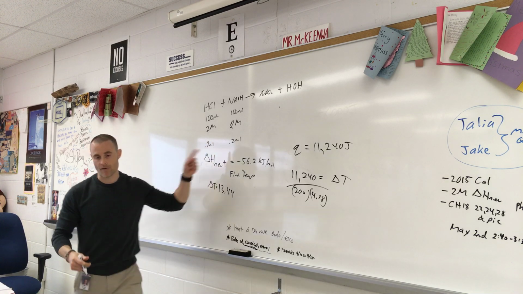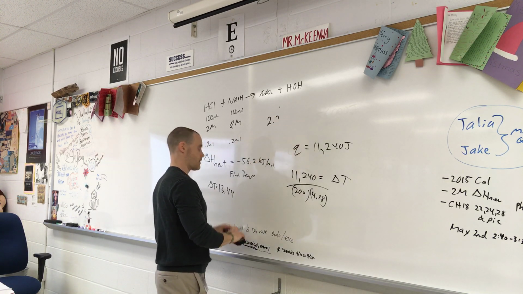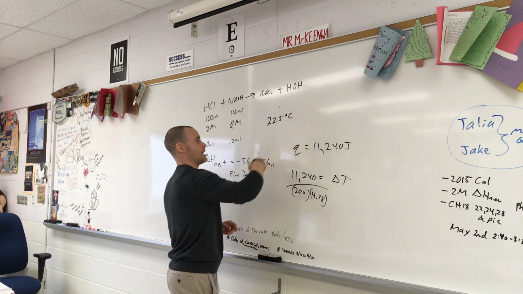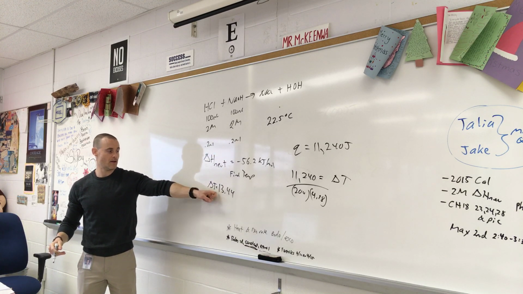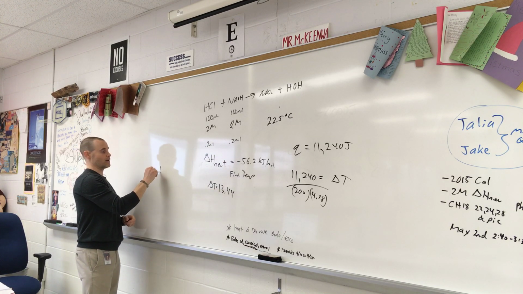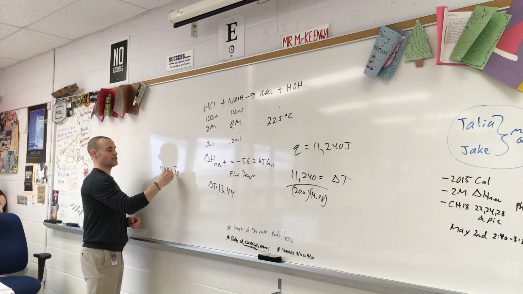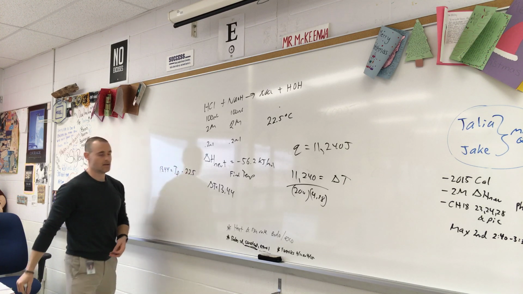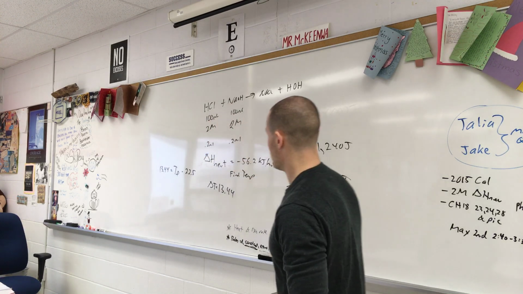The initial temp, I forgot to write it, was 22.5. Sorry. 22.5 degrees, that's my initial. So I have to add those two numbers, 22.5 plus 13.4, right? Because 13.4 is equal to the final temp minus the initial 22.5, so I add that. So it's 35.94.